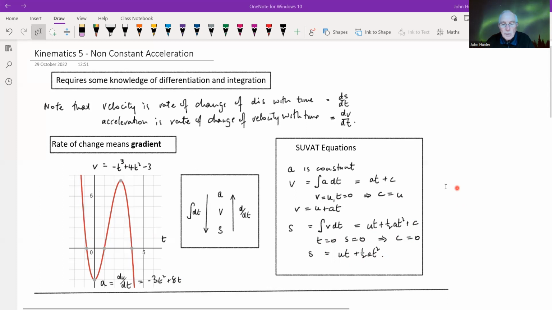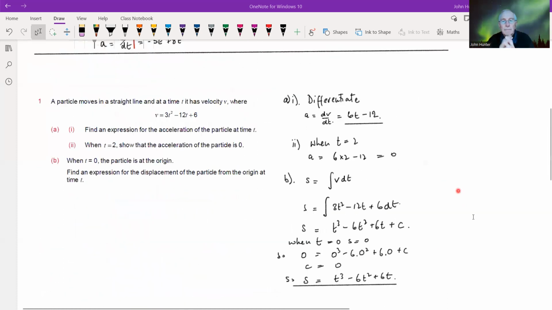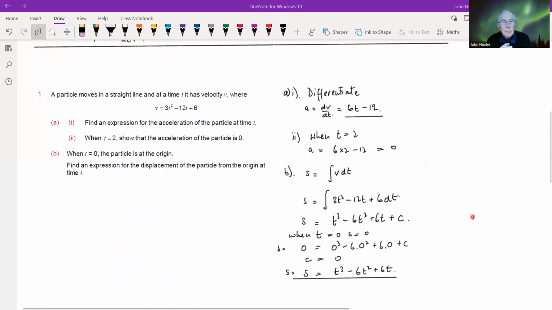And so the best thing to do, I think, is just move on and do a couple of examples. So this one's fairly straightforward. A particle moves in a straight line, and at a time t, it has velocity v, where v equals this function. So if we wanted the velocity at any given point in time, say t equals 2, then we could just substitute it in here and find the velocity. And this, of course, would be some kind of curve. It's got t squared in it, so we'd expect it to be positive, a sort of pudding basin shape.